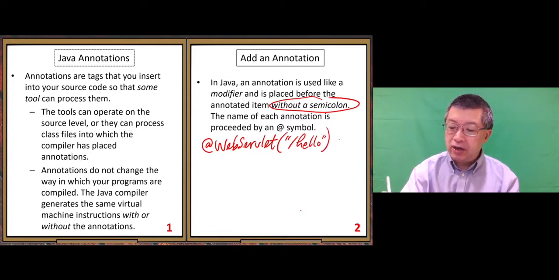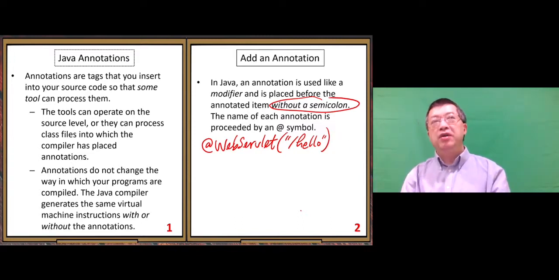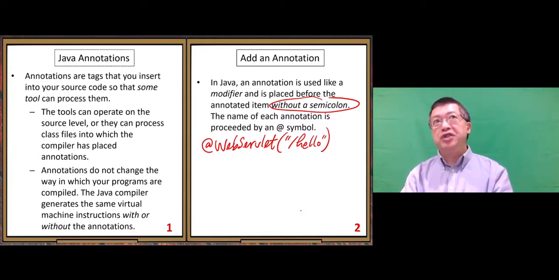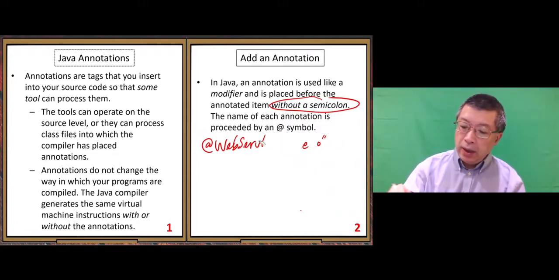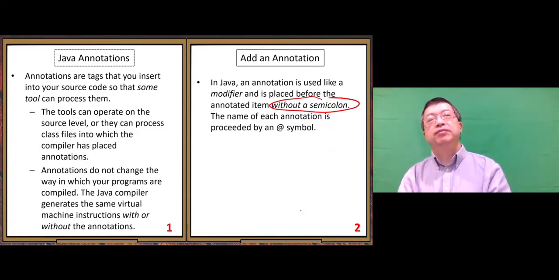Do not add a semicolon here, okay? Do not add a semicolon here. The reason is clear. We know semicolon is used to mark the end of a Java statement. Annotation is not a Java statement. So that's why we do not need a semicolon at the end of an annotation. All right. The name of each annotation is preceded by an @ symbol.